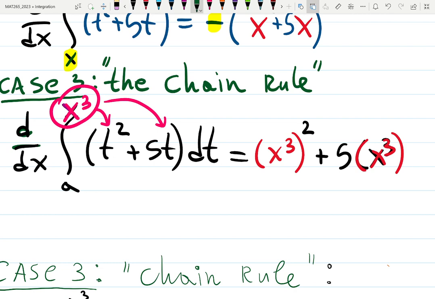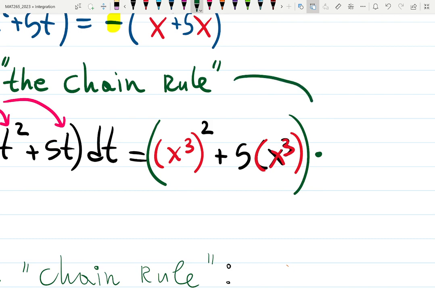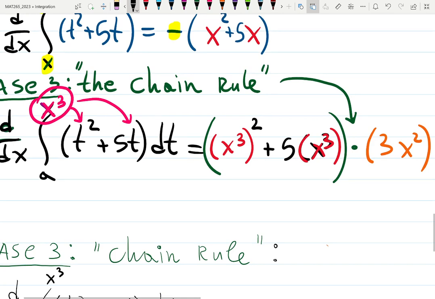You're plugging in that function. And then you do times, that's when the chain rule happens. The chain rule says, don't forget to differentiate the function inside. And as you can see right now, the function inside is x cubed. Derivative of the function x cubed is 3x squared. That is the answer now. And you simplify and then get yourself the nice answer. In my notes, if you simplify it, it will be 3x to the 8 plus 15x to the 5.